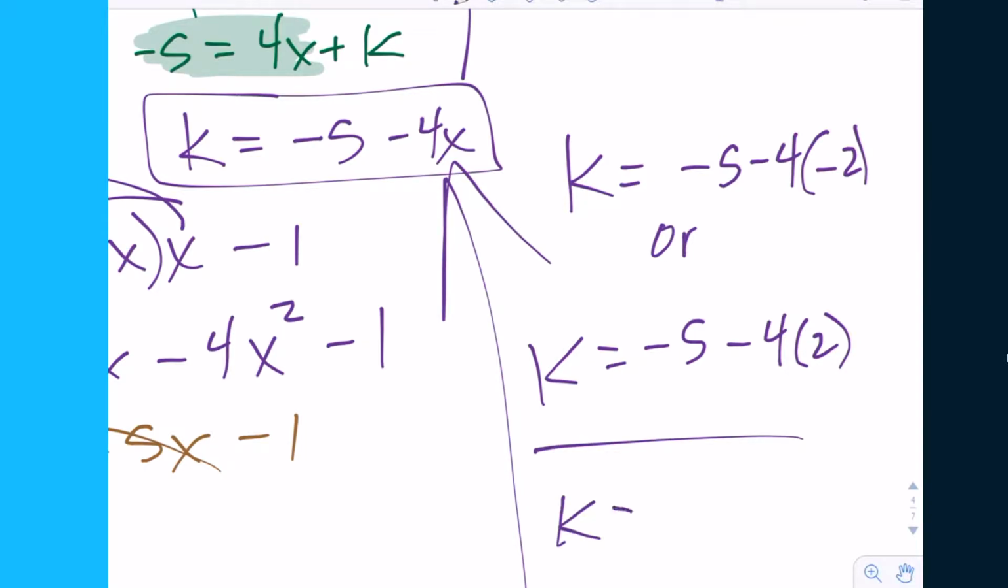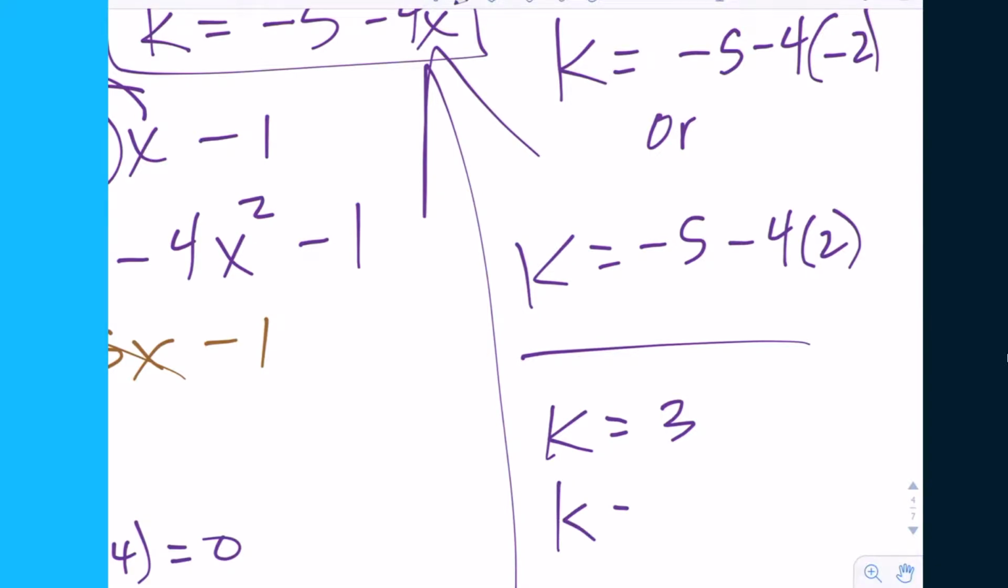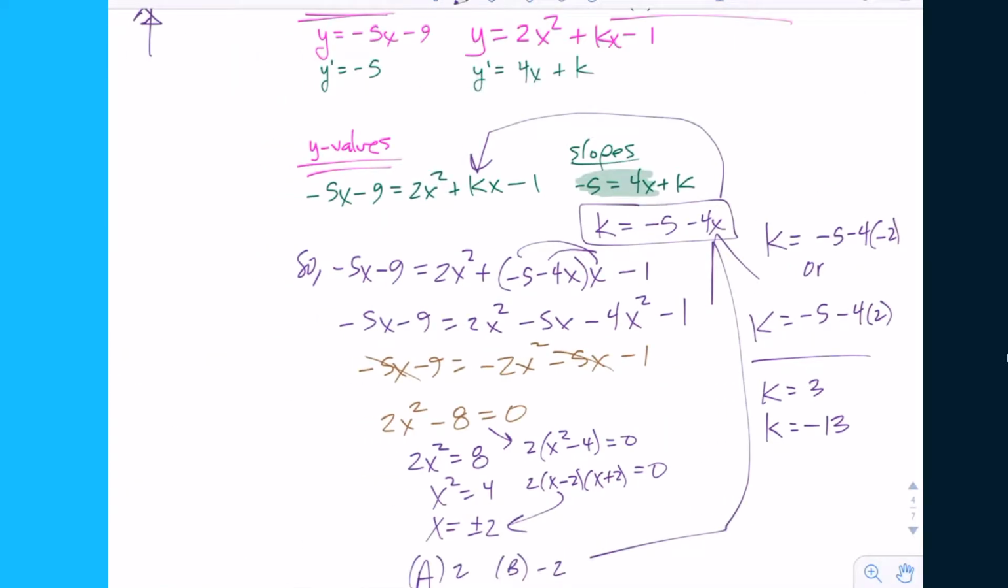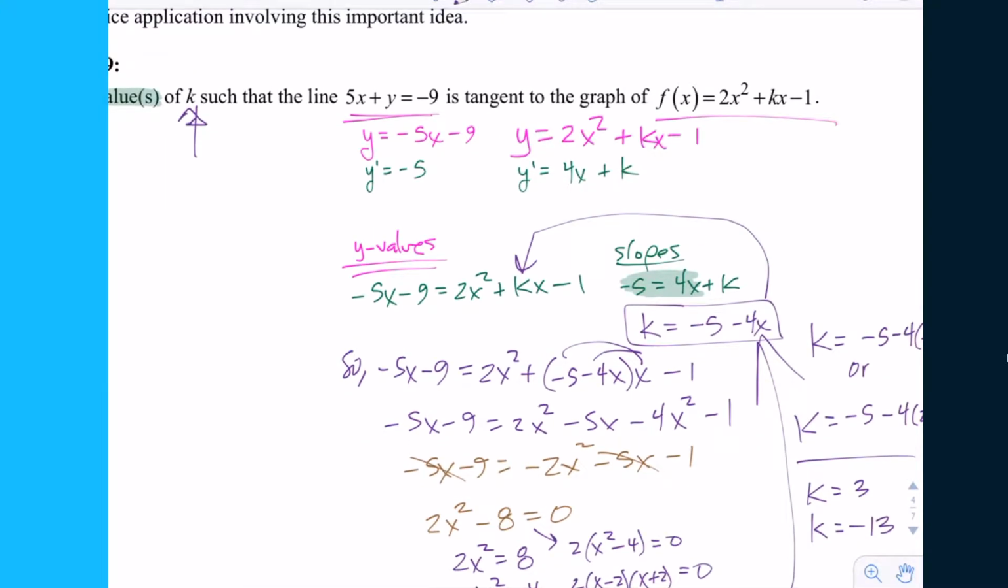That means that k would equal 8 minus 5, which is 3, or k would equal negative 8 minus 5, which is negative 13. So there are two values that actually work. Okay, two values that work. Now, how would we make sense of those solutions? Well, let's come back up here and see. That means f of x could either equal 2x squared plus 3x minus 1, or 2x squared minus 13x plus 1.